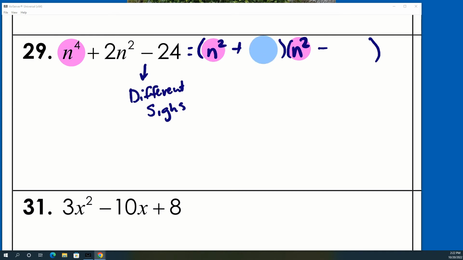Okay, and then what we put here and here needs to give us that 24. Hold on a second. And then you're going to look in that box if you want to. We want to multiply to get 24 and then add or subtract to get 2. It is going to be 6 and 4. This is another one where it's a positive 2. So we want the bigger number to be positive.